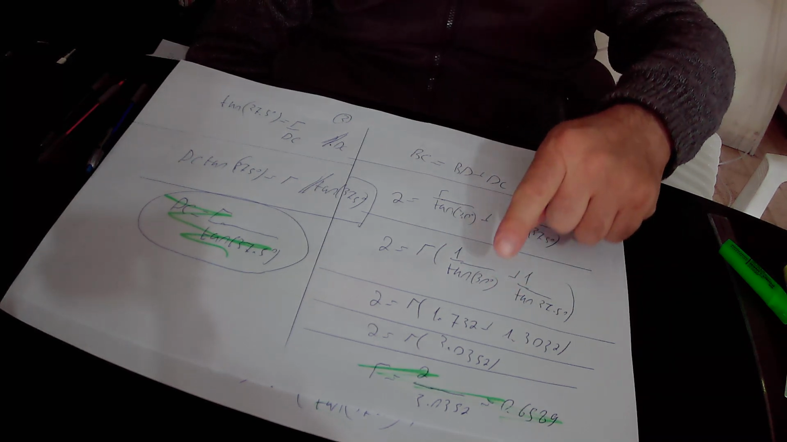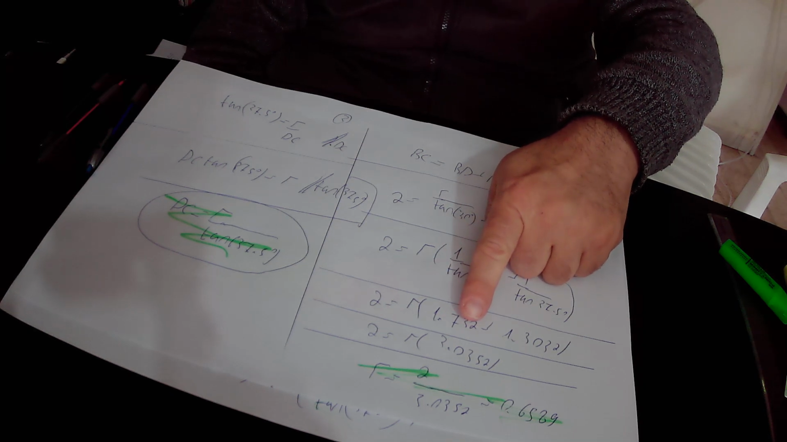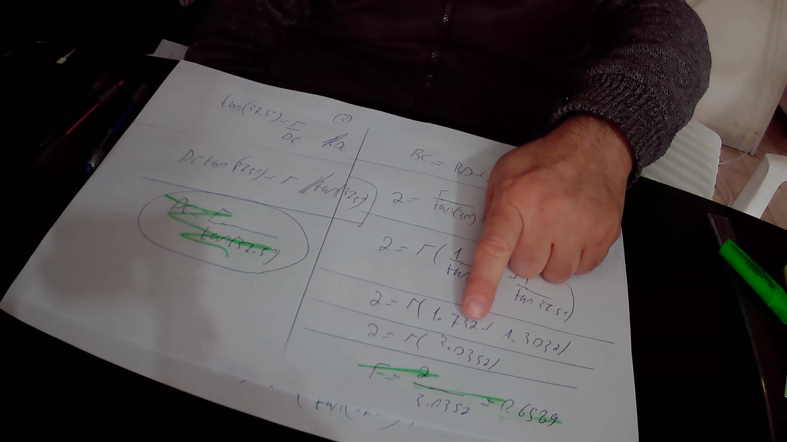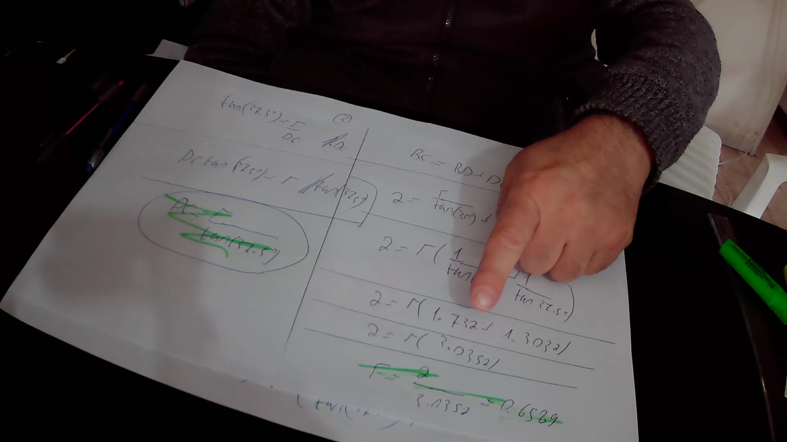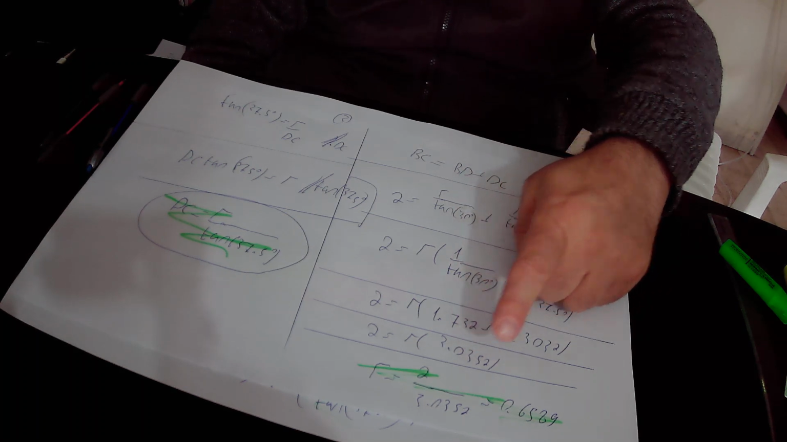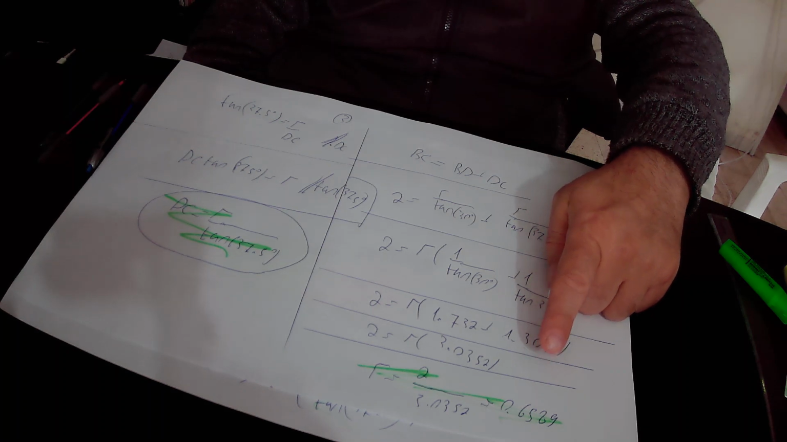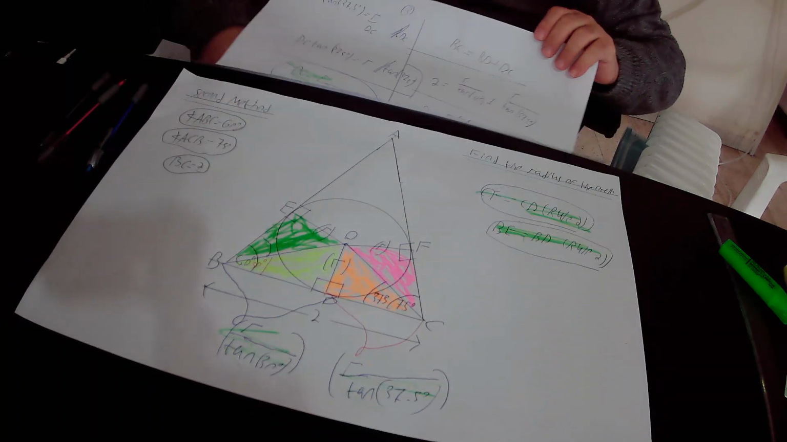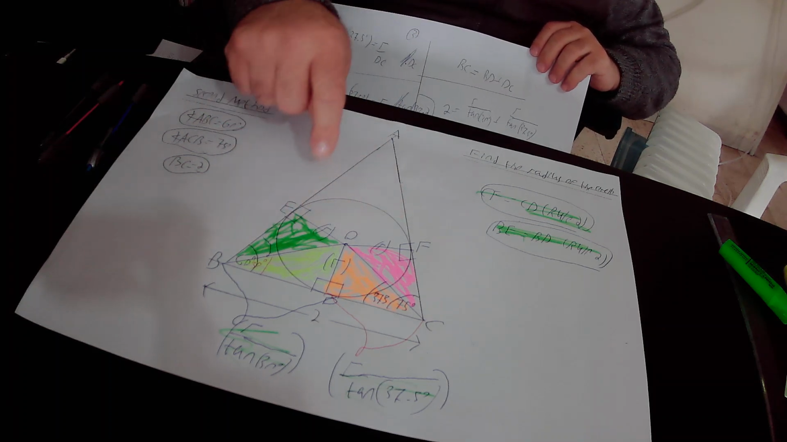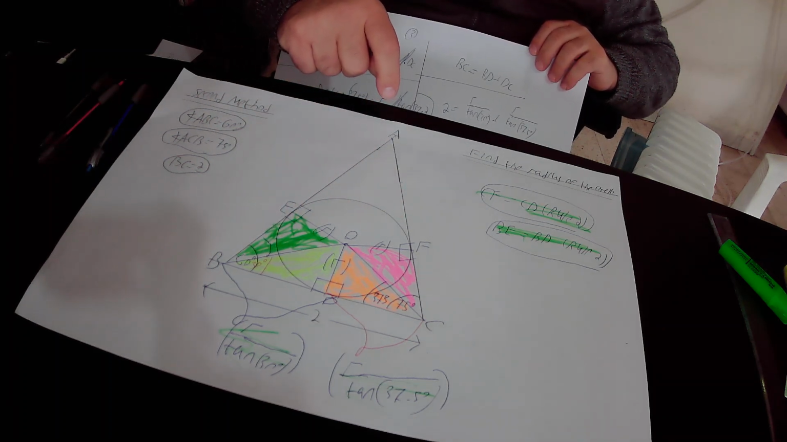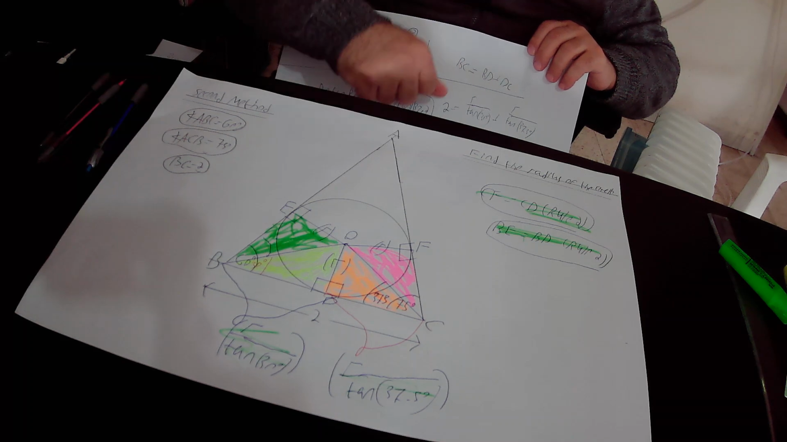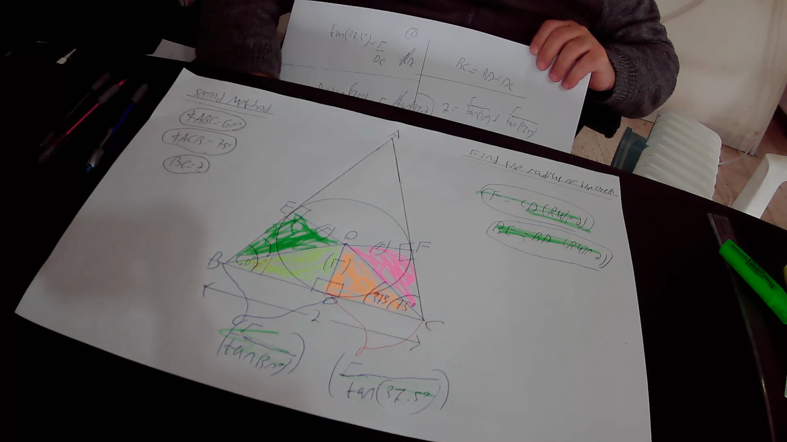We divided this equation by 3.0352 and finally found that R equals 0.6589 units. So in both methods, we found that the radius R of this circle equals 0.6589 units. Okay, thank you very much.